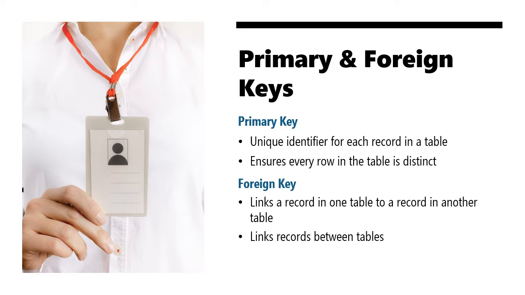customer. A foreign key, on the other hand, is used to link records in one table to records in another. It's essentially a reference to a primary key in another table. For instance, the customer ID in an orders table serves as a foreign key that links each order back to the corresponding customer in the customer table. This connection allows us to see which customer placed which order.